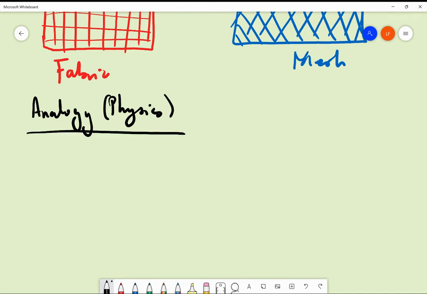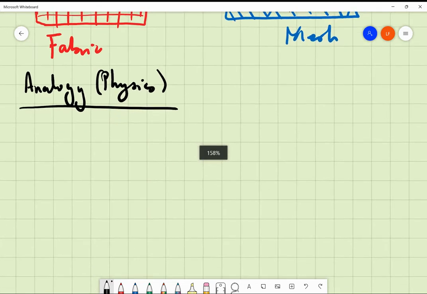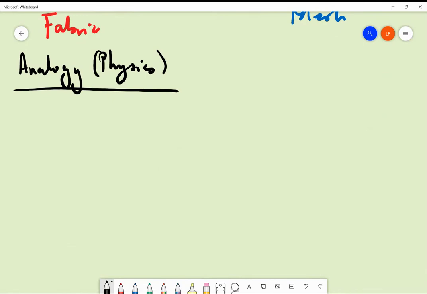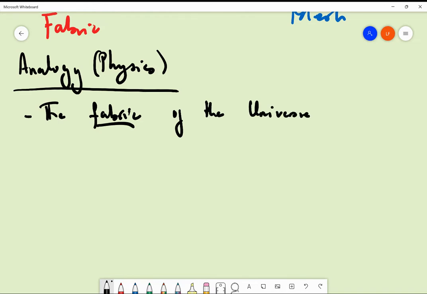I love physics. I love physics documentaries. There are really some amazing documentaries you can watch in physics. One of them that I've watched talks about the fabric. You might hear of a documentary that talks about the fabric of the universe, or the fabric of space is another thing that physics talks a lot about. What is the fabric of the universe? What is the fabric of space?